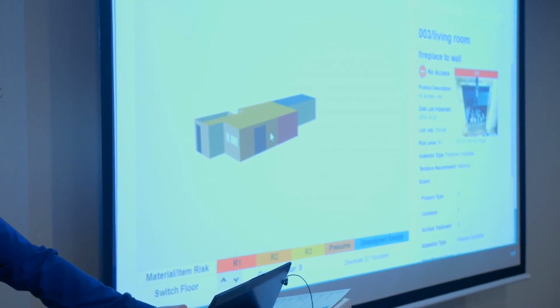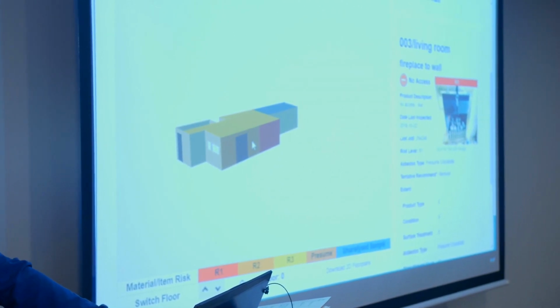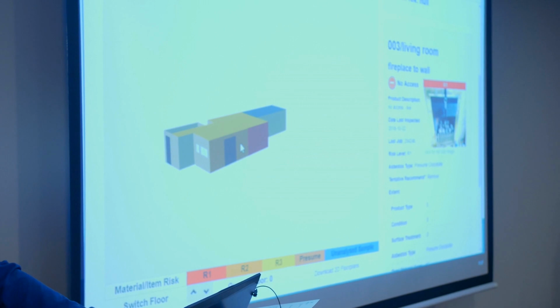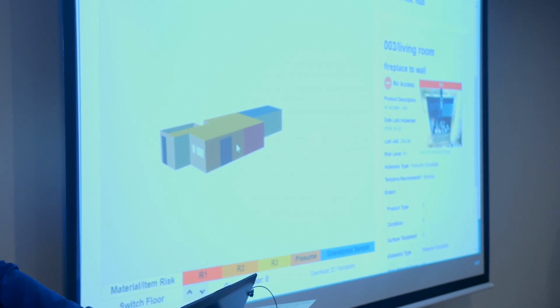So again, we've got that scoring. It's just coloured that one wall, because that's where that element is. So it's giving you the right information, or the guy on site the right information. He's not going to mistake where that fireplace is. It's on this wall. It makes it safer for him, who is going to be the one doing the work at the end of the day.